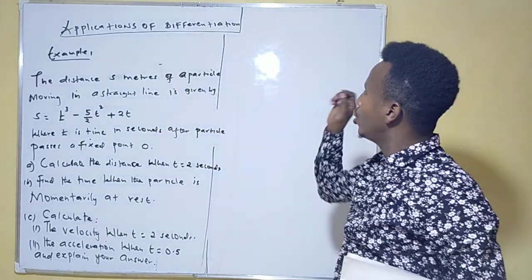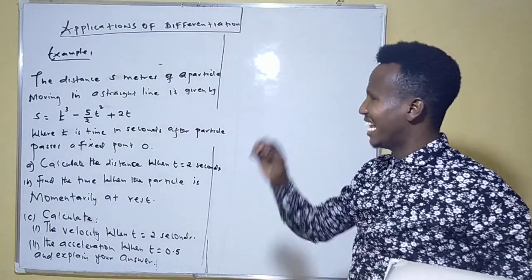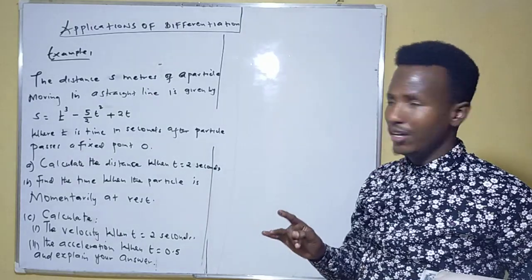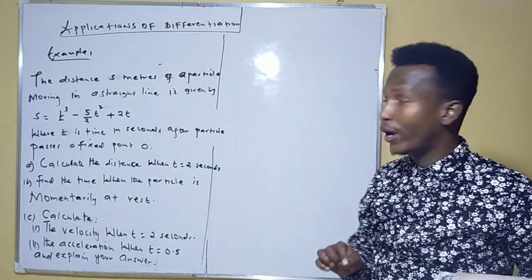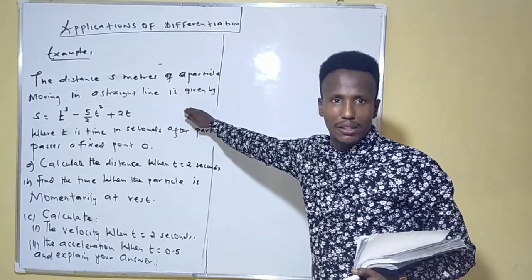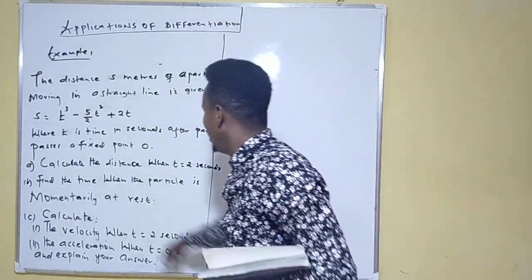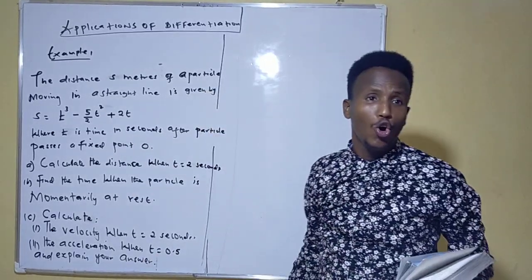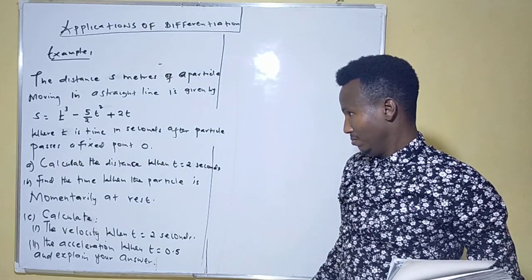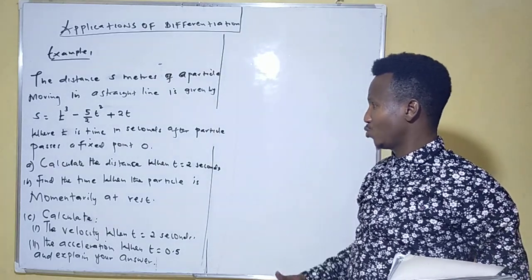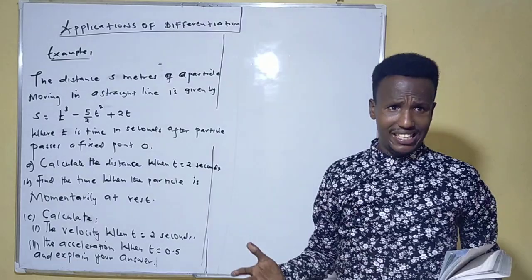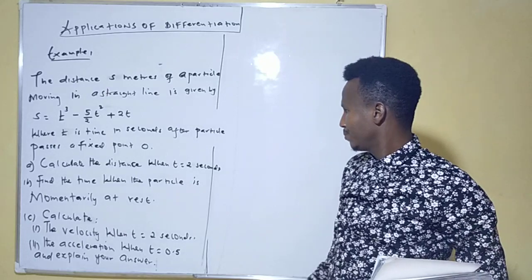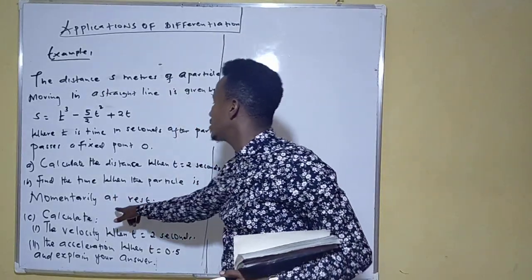Take your time. You are told the distance s meters of a particle moving in a straight line is given by s is equal to t^3 minus 5/2 t^2 plus 2t. That is the displacement, the distance. Then where t is time in seconds after a particle passes a fixed point O. Question 1, calculate the distance when t is equal to 2 seconds. You only substitute this value here. Then find the time when the particle is momentarily at rest.